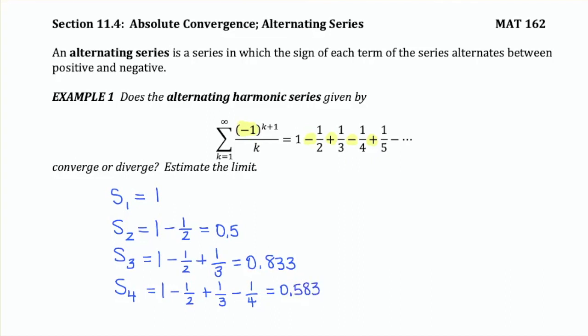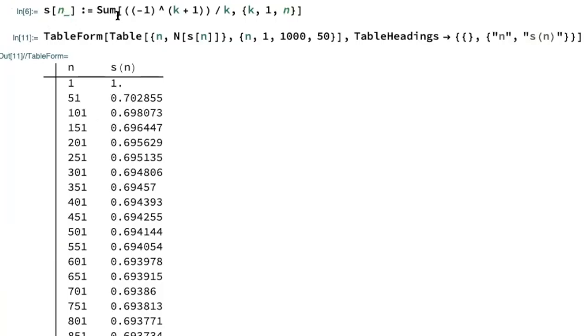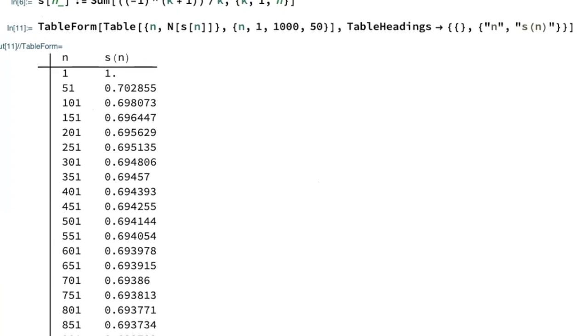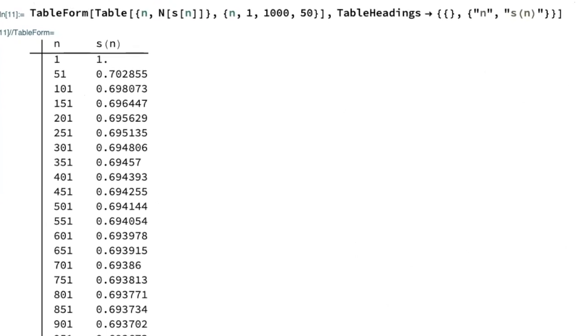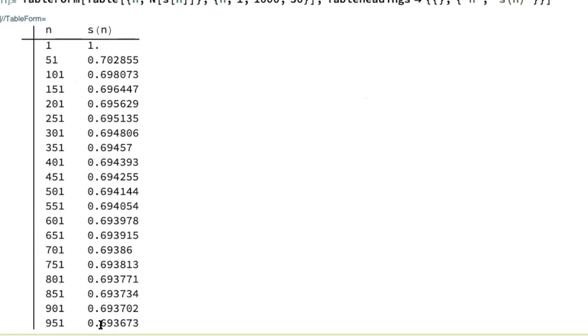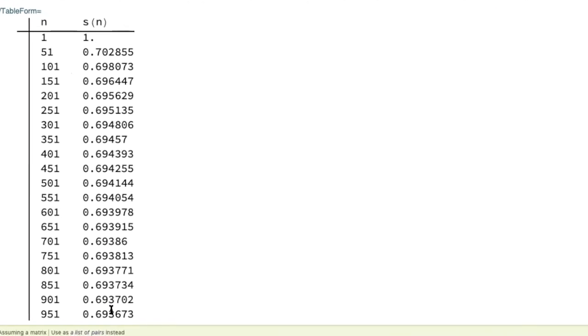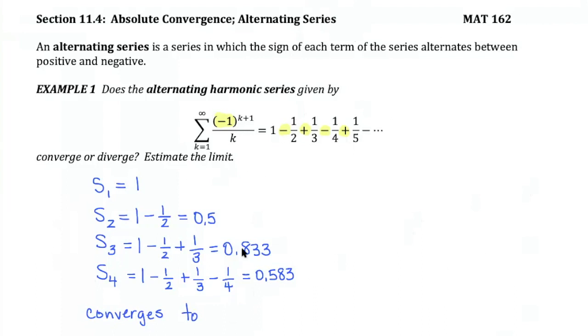Let's go ahead and look at a lot more terms in Mathematica. I've stored a function to create my partial sums, and here's a table of values set to go from 1 to 1000 in steps of 50. So what appears to be happening is that this series is going to converge. It looks like it's hovering around 0.69. So I would say it converges to approximately 0.69.